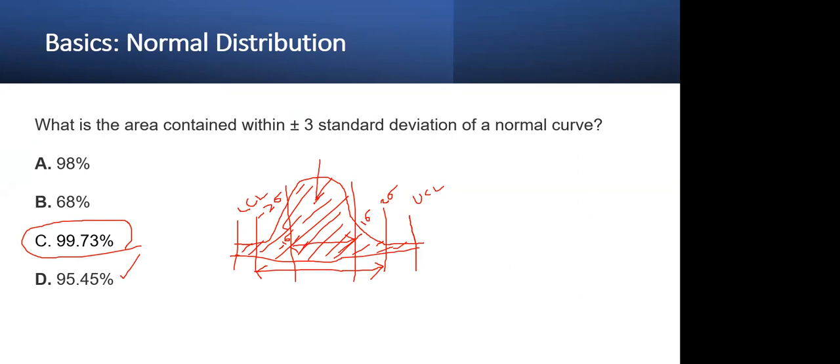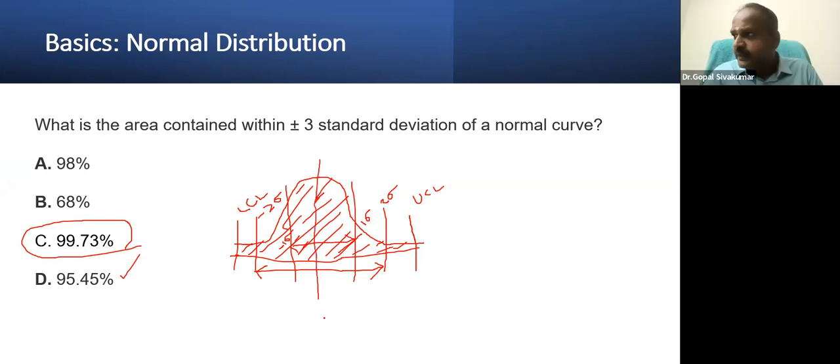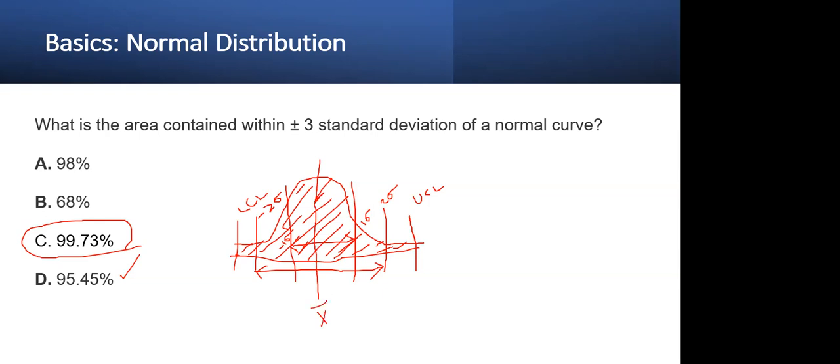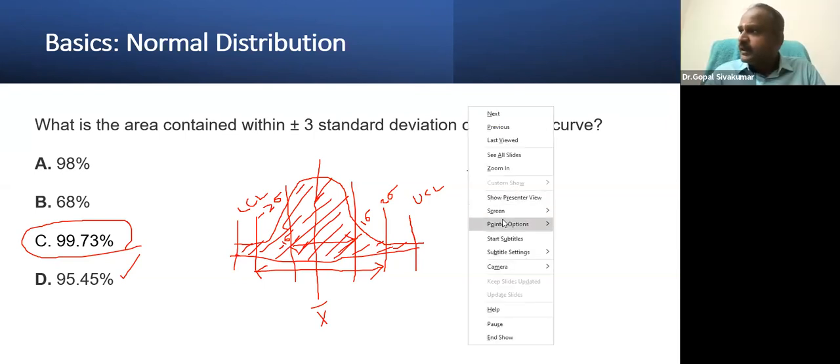What will be there at the center? Can anybody tell me? At the center, the process mean, average, process mean. Hereafter, please remember this number.